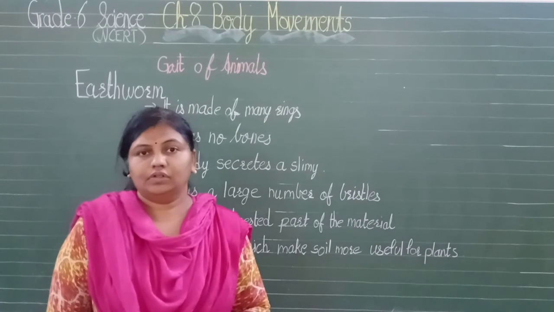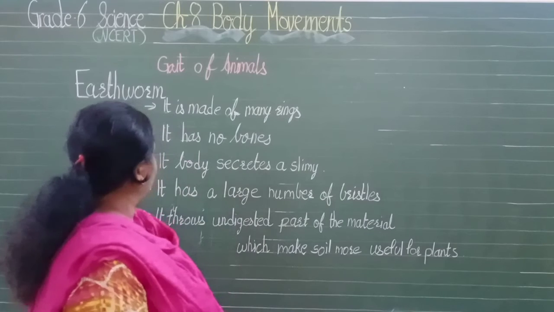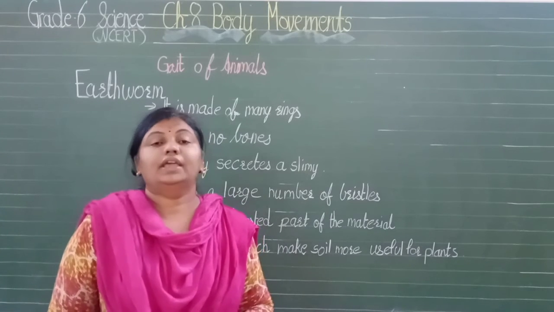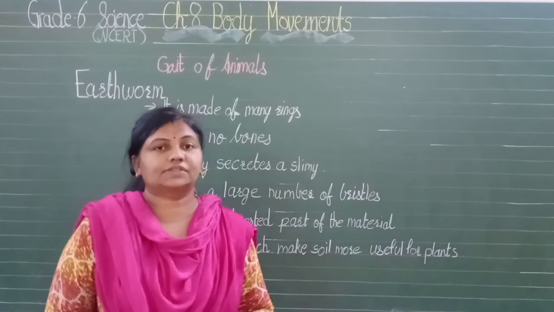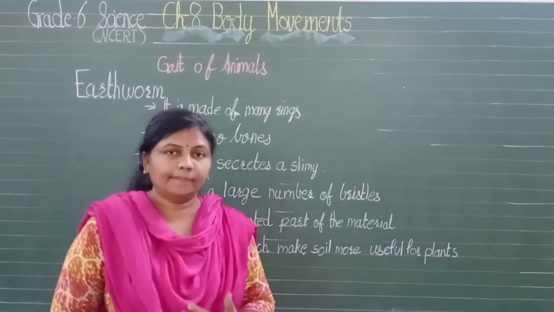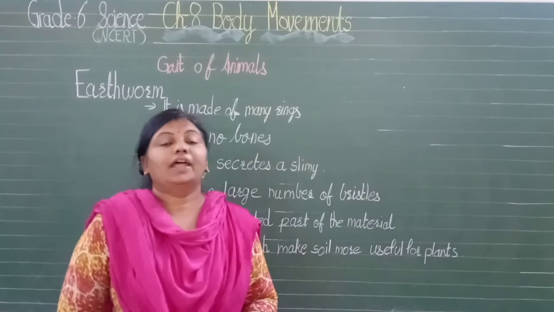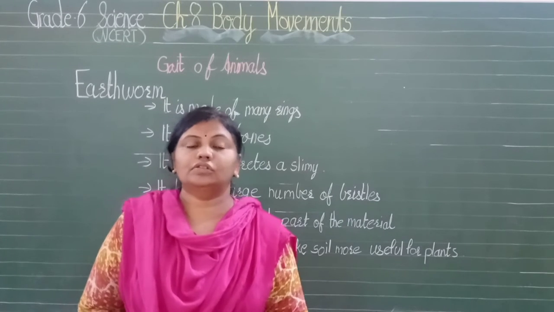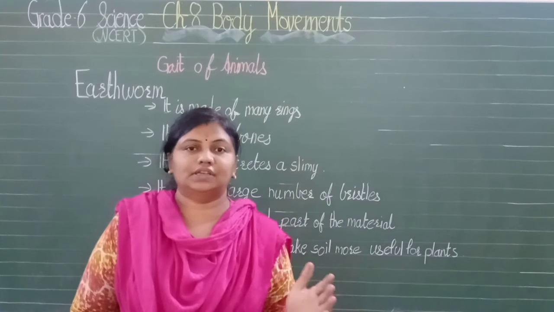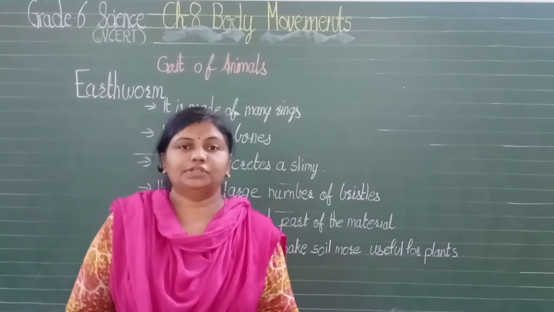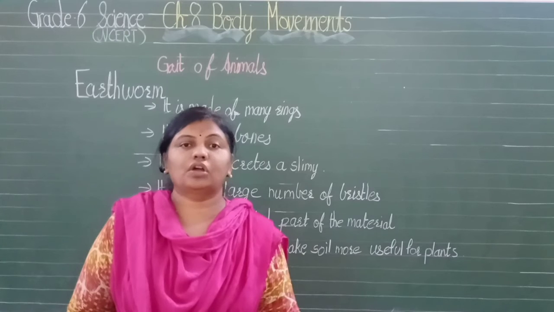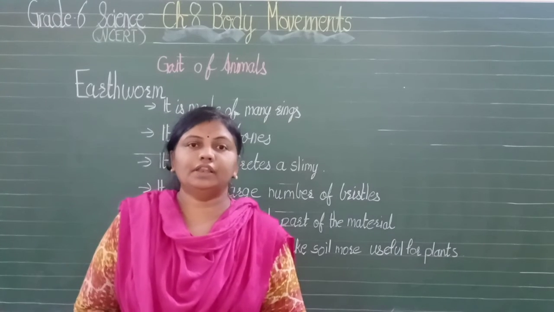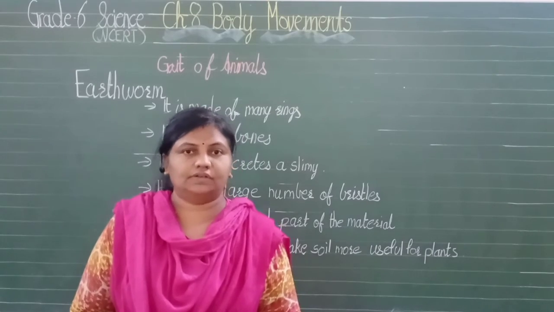So you have understood about the movement of earthworm. It has many rings and it has no bones. It secretes a slimy substance, due to that it sticks on the ground, isn't it? And it is also known as the friend of a farmer because it throws the undigested food material from its body, which makes the soil more useful for the plants. Now we will learn about the other creature.